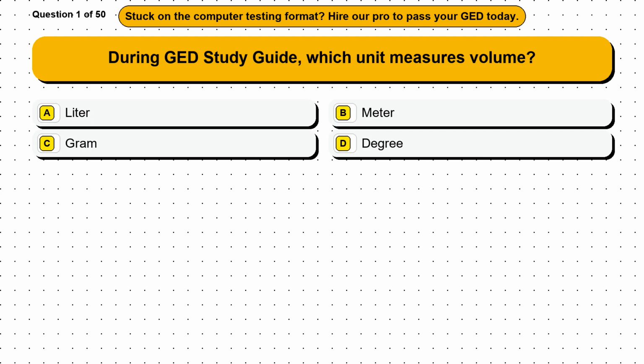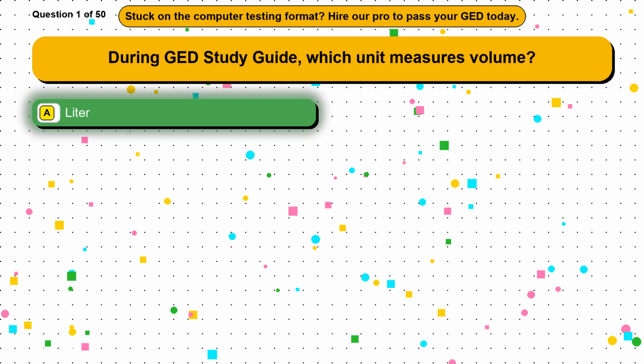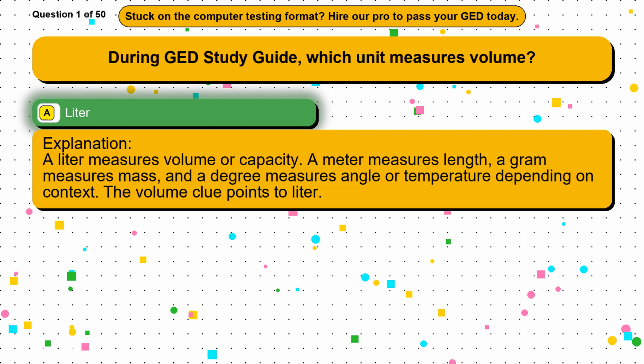Question 1. During GED Study Guide, which unit measures volume? Option A, liter. Option B, meter. Option C, gram. Option D, degree. The correct answer is option A, liter. A liter measures volume or capacity. A meter measures length, a gram measures mass, and a degree measures angle or temperature depending on context. The volume clue points to liter.